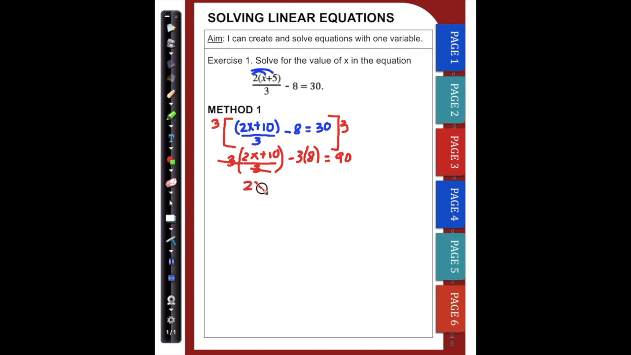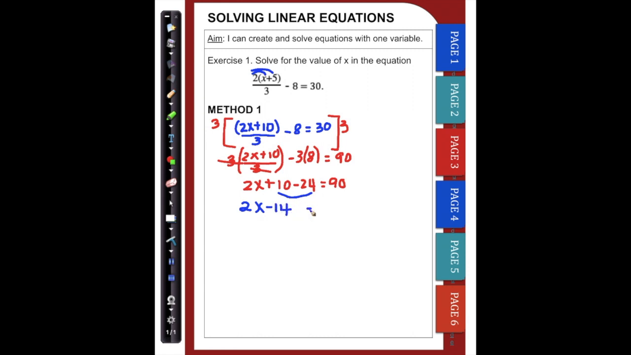We are left with 2x plus 10 minus 24 equals 90. We can simplify the left side of the equation further. Okay, if you look at 10 and 24, they're both constants, so they are like terms. Let's combine like terms. That should give us 2x. So 10 minus 24 is negative 14. That should give us 2x minus 14 equals 90.